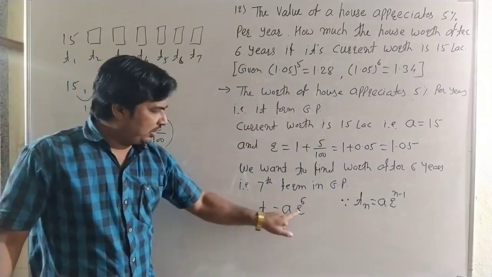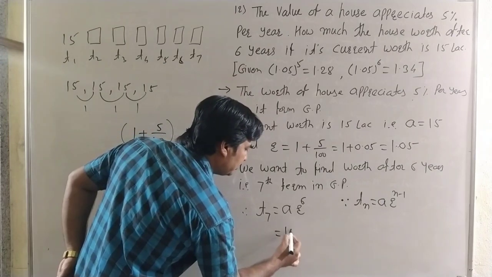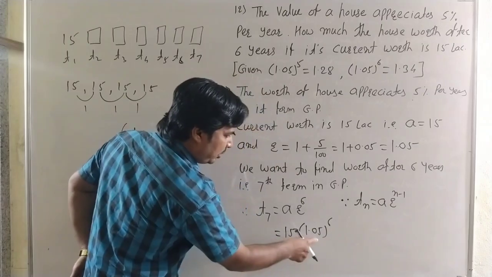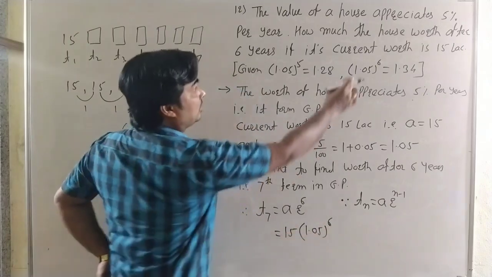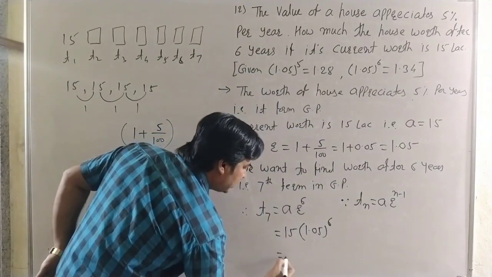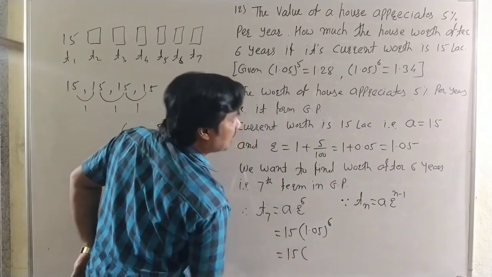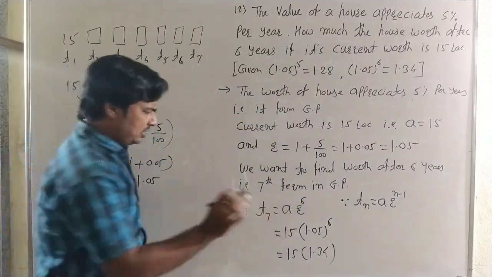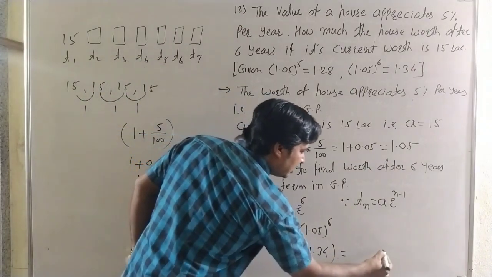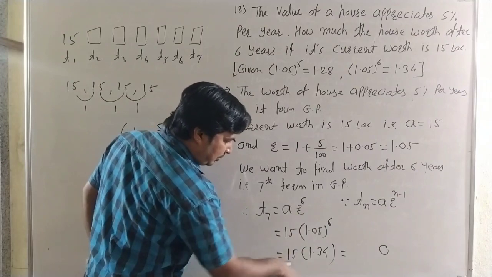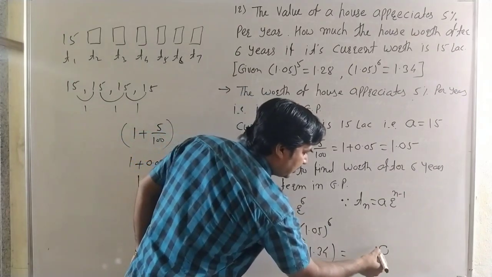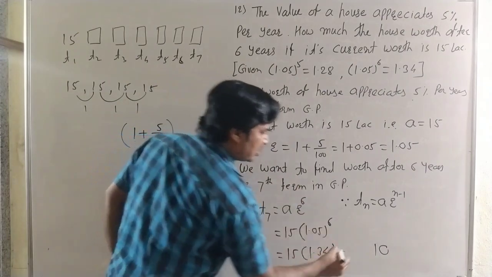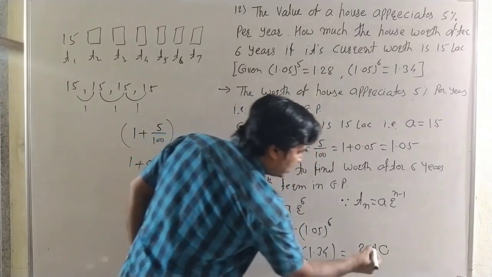T7 is equal to A into r to the power 6, where A is 15 and r is 1.05, so 1.05 to the power 6. The value of this term is already given in the example, so it is 15 into 1.34. Now we calculate this simple multiplication. 15 into 4 is 60, 0 carry 6. 15 into 3 is 45, plus 6 is 51, again carry 5. 15 into 1 is 15, plus 5 is 20. And the decimal point goes after 2 digits.